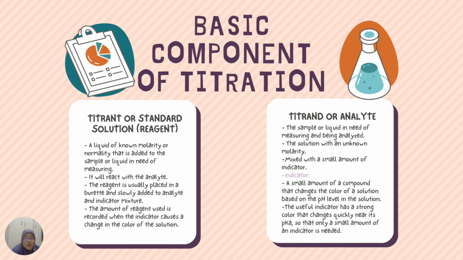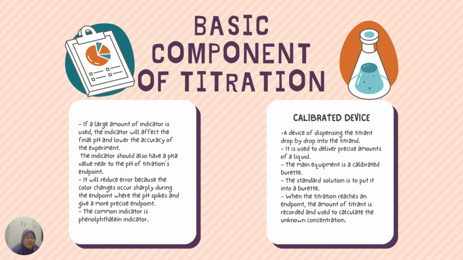A useful indicator has a strong color that changes quickly near its pKa, so that only a small amount of indicator is needed. If a large amount of indicator is used, the indicator will affect the component pH and lower the accuracy of the experiment. The indicator should also have a pKa value near the pH of the titration's endpoint. It will reduce error because the color change occurs sharply during the endpoint where the pH spikes, and gives a more precise endpoint. A common indicator is phenolphthalein indicator.